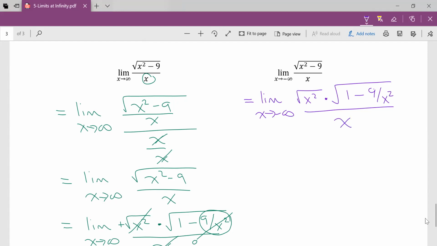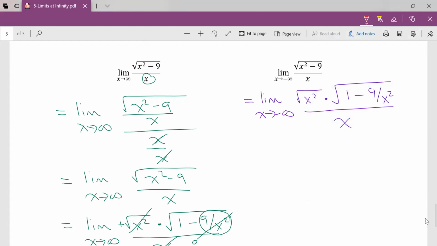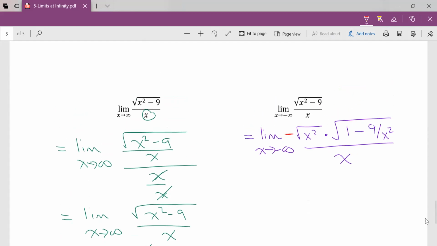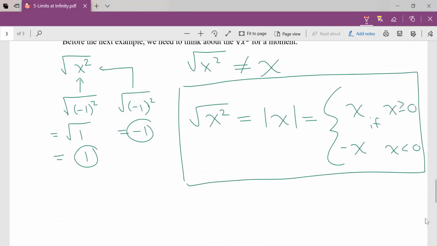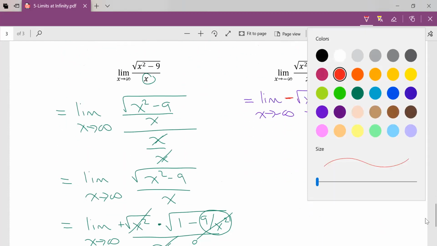But here's the big difference. The square root of x squared as we go to negative infinity is negative. The reason it's negative is because of this important definition right here: the square root of x squared is equal to negative x when x is less than 0. So let's now see what we end up with. How is it different this time?